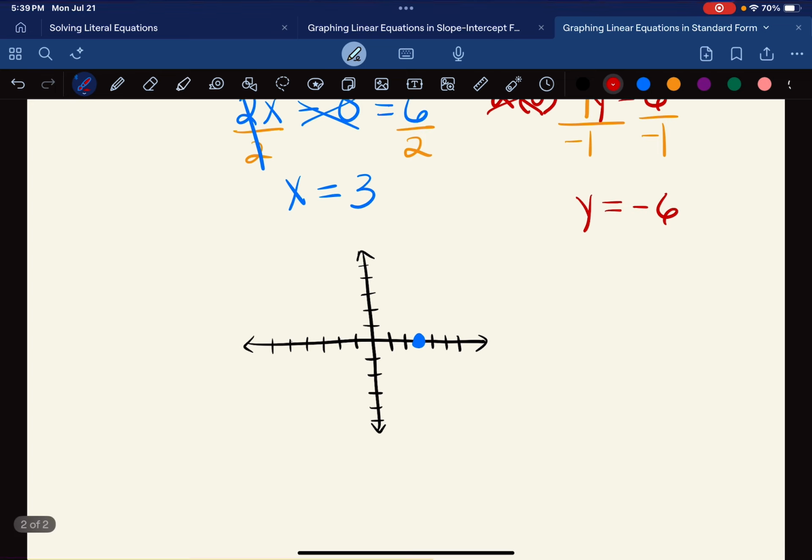So on our y-axis, I think 1, 2, 3, 4, 5, 6. Ran out of space there. That negative 6 is way down there, and we'll just connect our 2 points. And there's our line.